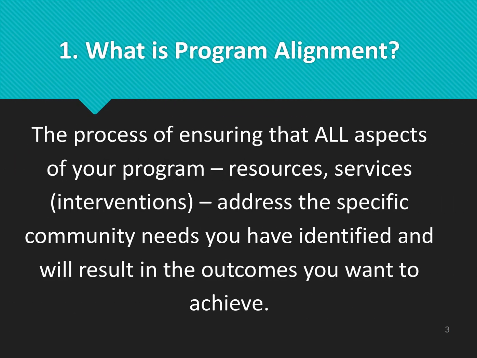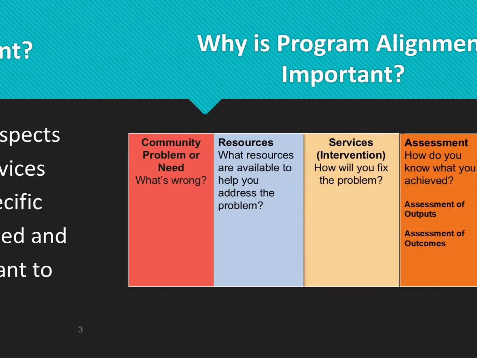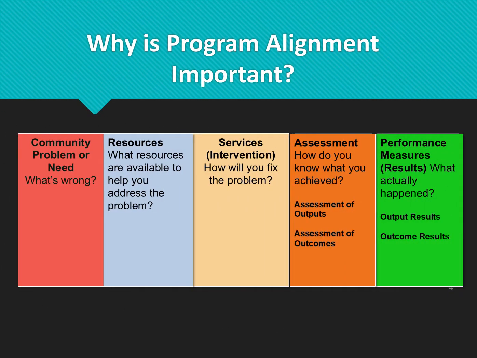Program alignment means you've effectively identified community needs and ensured that all of the aspects of your program align to directly address those needs. Program alignment is important to ensure a strong relationship between the following elements: community problem or need. What's wrong in the community that needs fixing? Resources. What resources can your organization deploy to address the problem? What staff and other resources are available to implement your planned services? Intervention. How do you plan to fix things? Assessment. How will you know if you've achieved your objectives?